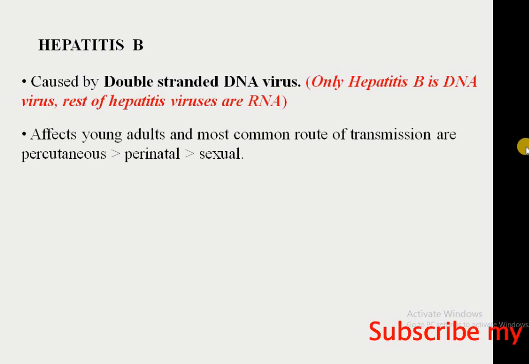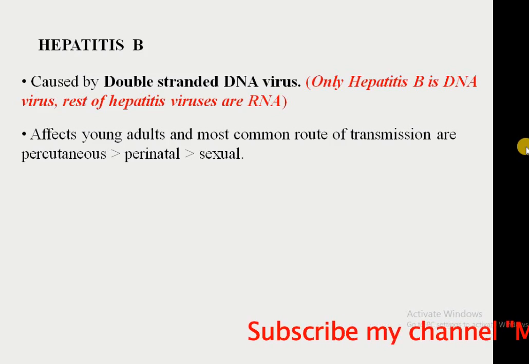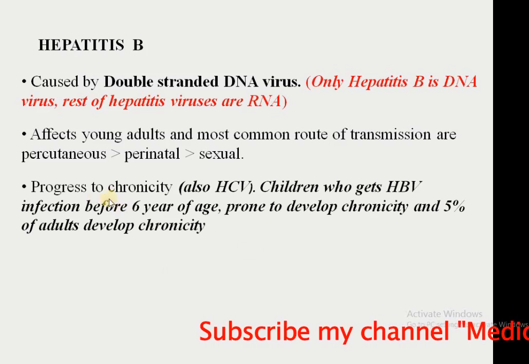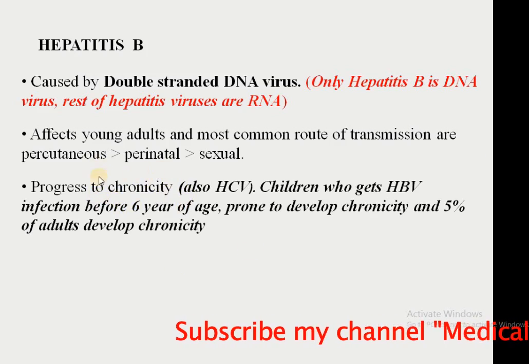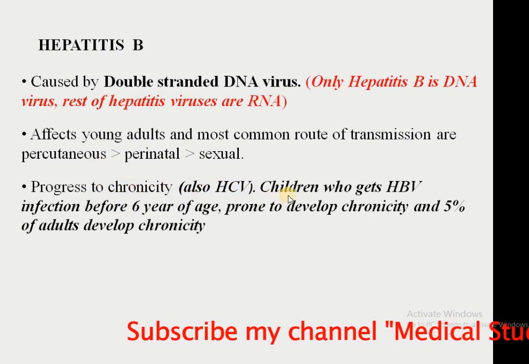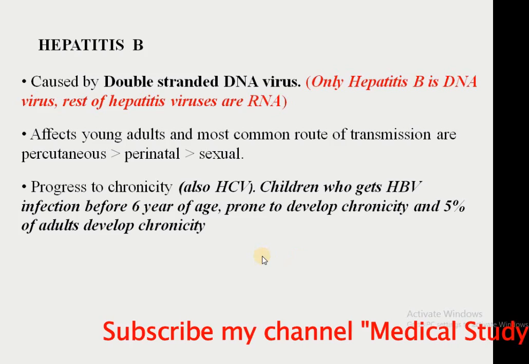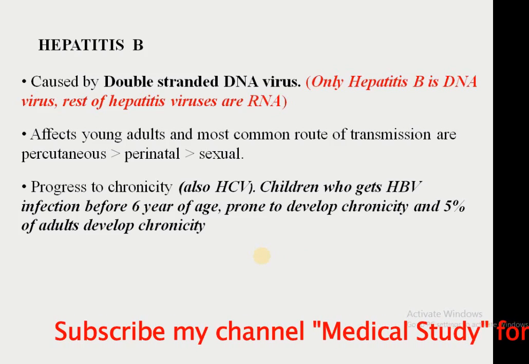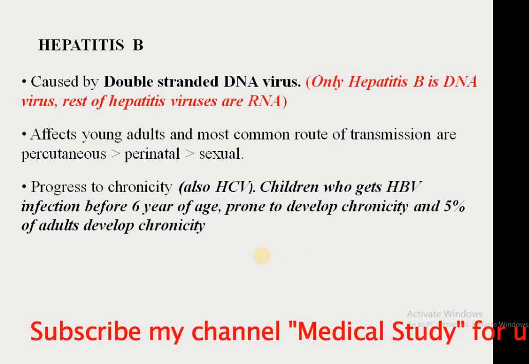Then it mainly affects young adults, and the most common route of transmission is percutaneous, followed by perinatal, followed by sexual. In endemic areas, the most common route of transmission is perinatal. Then hepatitis B progresses to chronicity, as does hepatitis C, and children who get hepatitis B infection before the age of 6 years are prone to develop chronicity, while in adults only 5% develop chronicity.